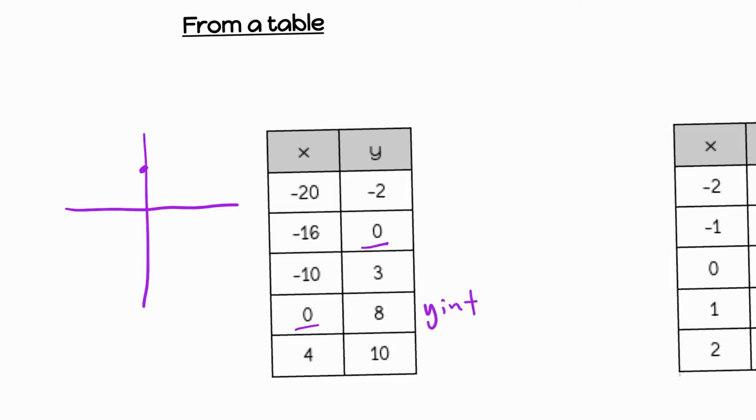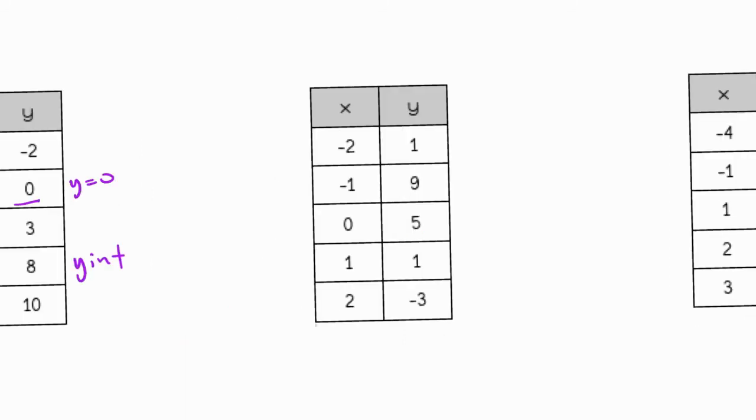So again, we look for the x equals 0 to give us our y-intercept. And then we look at negative 16, 0. That would be way over here, negative 16, 0. So again, we look for the y equals 0 to give us our x-intercept. So our x-intercept is negative 16, and our y-intercept is 8.